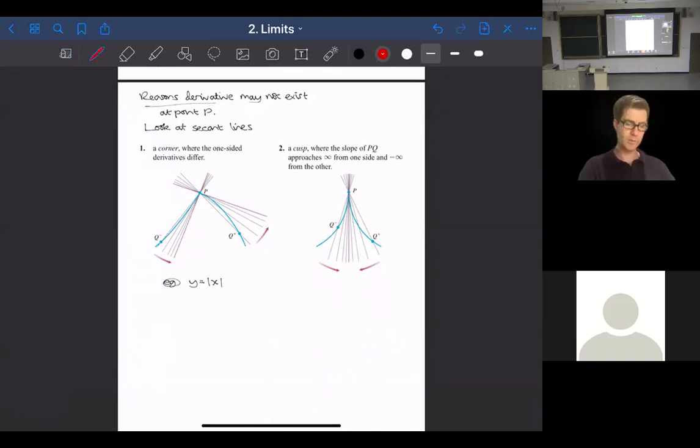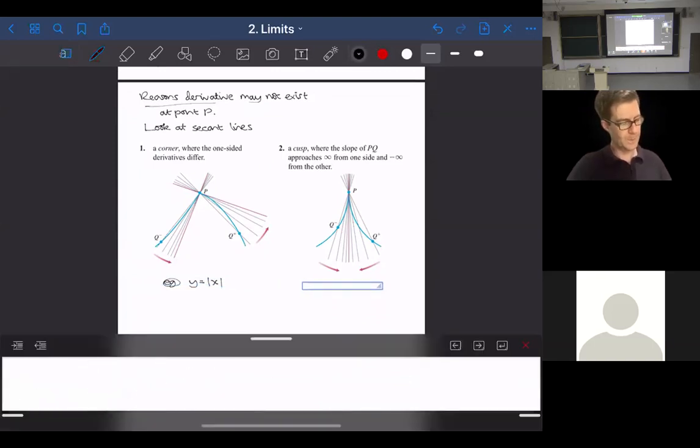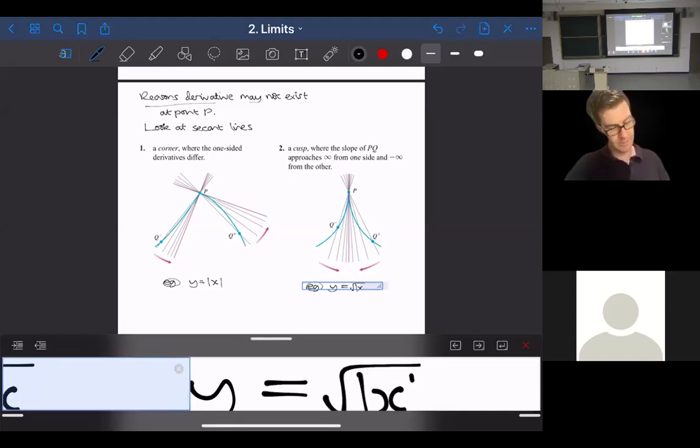Okay, so here's another example, a cusp. Well, we had half of this in the example above. An example of this would be y is the square root of the absolute value of x. If you think of the graph, it looks a bit like this, but it's upside down. And so as q approaches p from the different sides, we get an infinite slope.